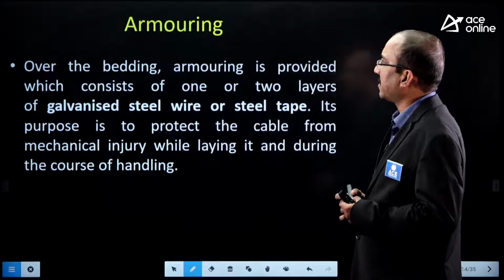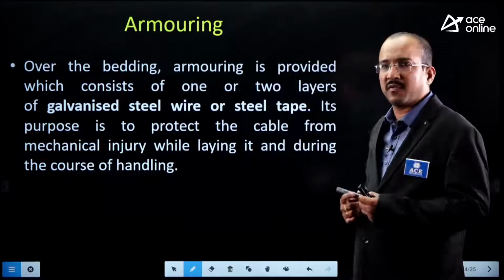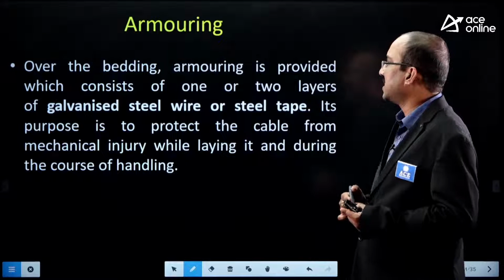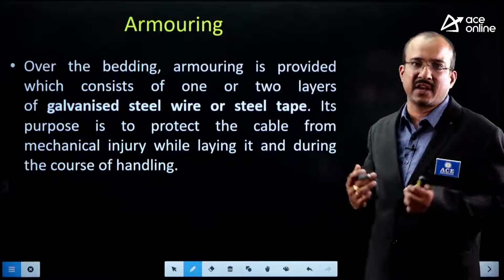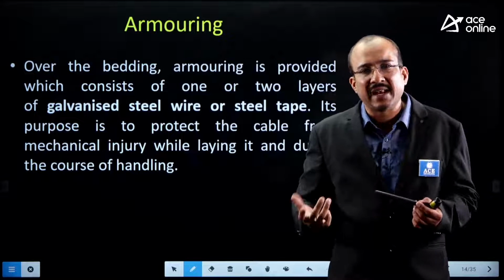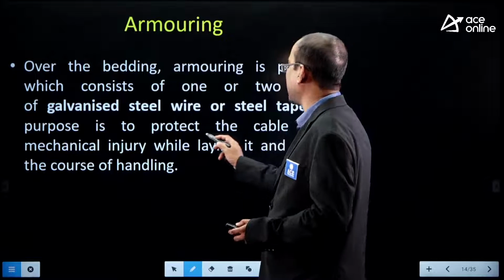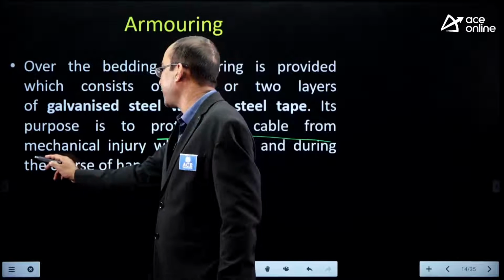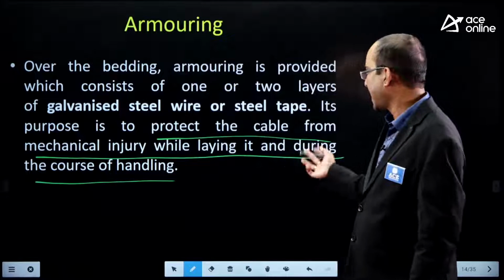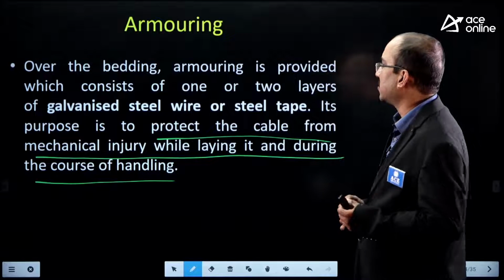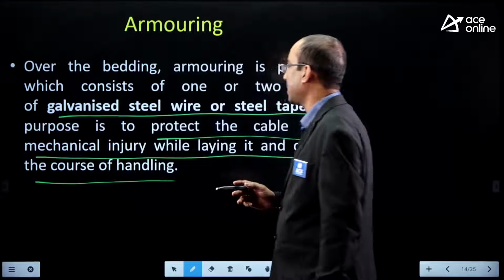Now coming to the armoring. Over this bedding we have the armoring. What is the purpose of armoring? Its purpose is to avoid mechanical damage, because the cable is laid under the ground. While transportation and laying, the cable should not get damaged. So its purpose is to protect the cable from mechanical injury while laying and handling the cable. This is made up of what? Galvanized steel wire or steel tape.